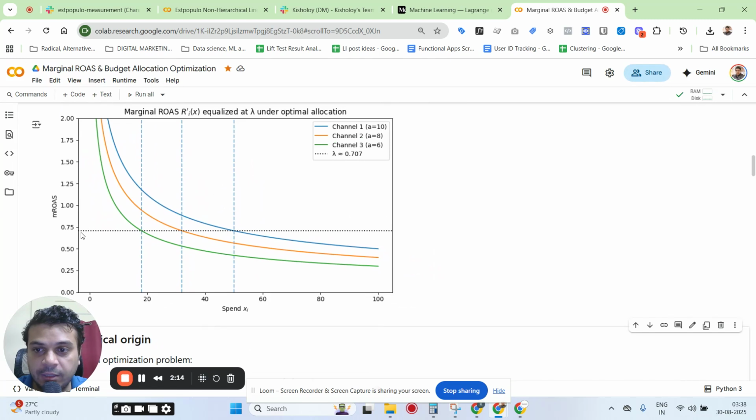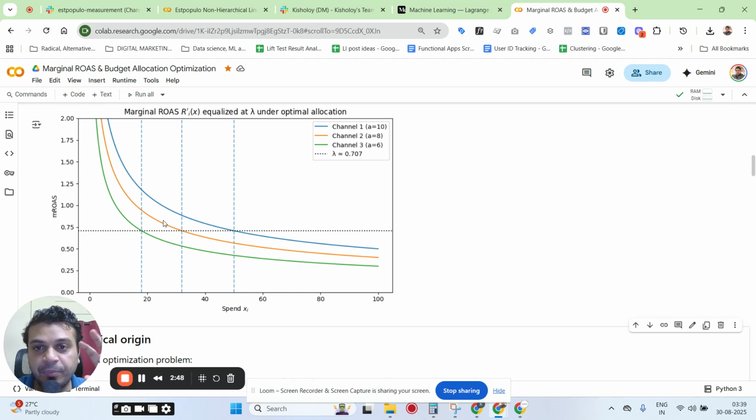You'll see that there's this horizontal dotted line here, somewhere just above 0.5 and below 0.75. The one that's running through here is actually 0.707, equal to a value called lambda, which we'll become familiar with in the next few minutes. This dotted line is basically the mROAS, the marginal ROAS. And under this optimal condition, this is an interesting property. Essentially, that's what I also wanted to talk about in this video.